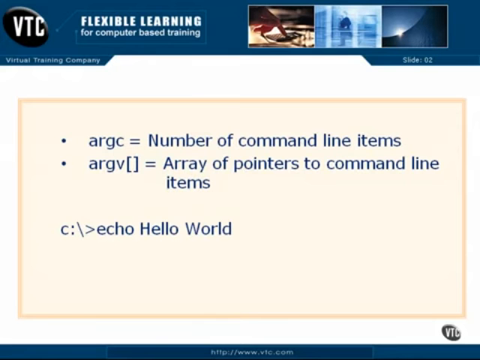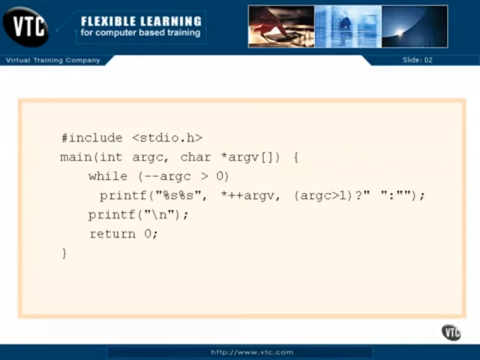We're just going to do a simple little program right now, though, called echo, and the way you would run it is, you can see there, echo hello world would print out hello world. Here's the program. It's pretty simple. We include standard I/O, and here we're going to get our int argc and our character array of pointers, argv, or argument vector, is what it's normally called.